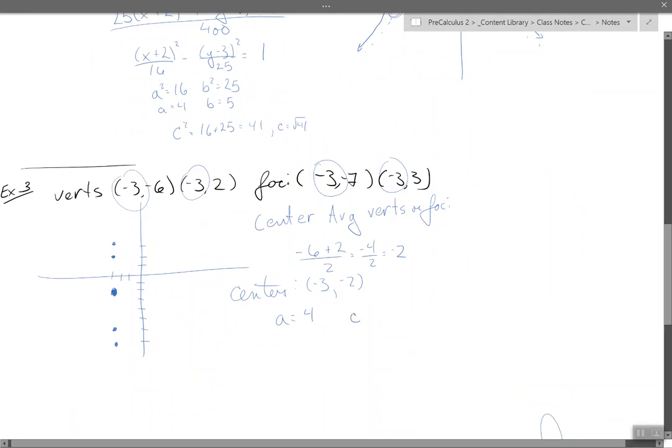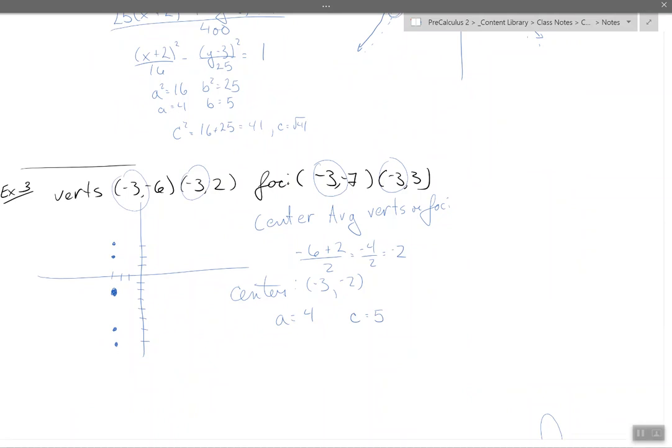The c value is the distance from the center to the foci, so from -2 to -7 or from -2 to 3, that's going to be 5. Since we were given this foci information to start, they made them nice whole numbers, not the square root of 41, so the rest of the problem would work out a little bit better for us.